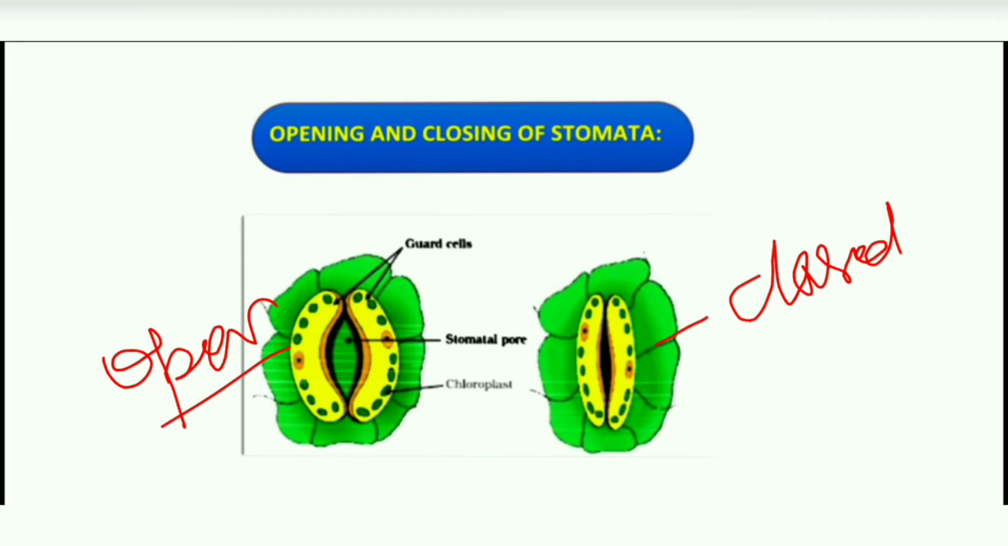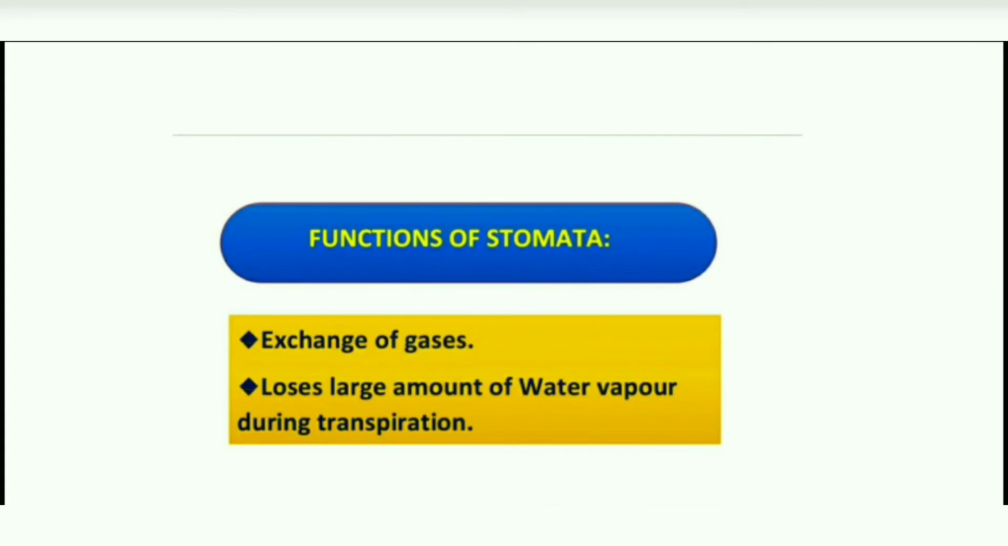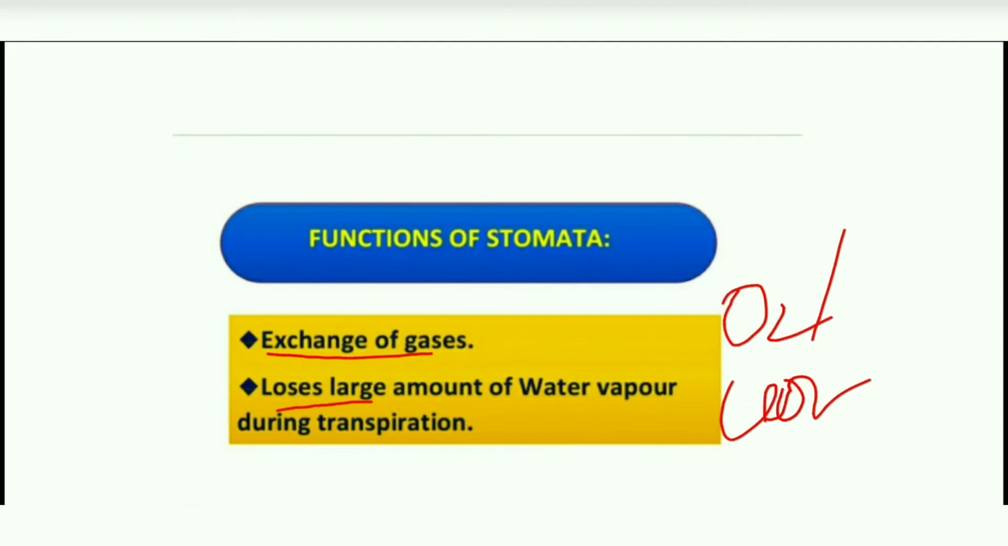Let's discuss the functions of stomata. What are the functions? The first function is the exchange of gases, oxygen and carbon dioxide. Another function is the loss of large amounts of water vapor during transpiration. What is transpiration? The excess loss of water vapor from the leaves through the stomata is called transpiration.